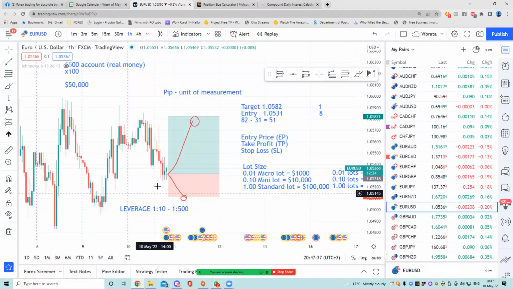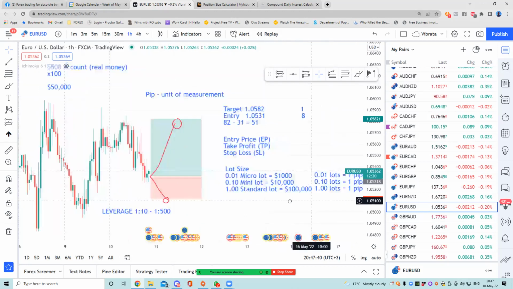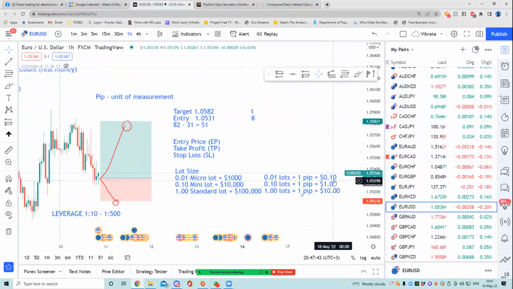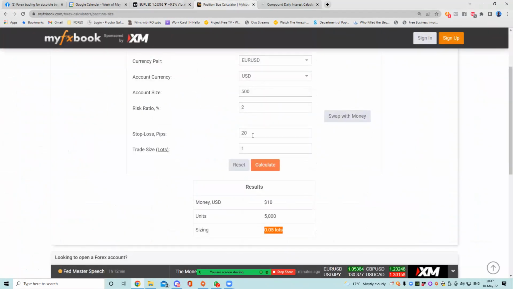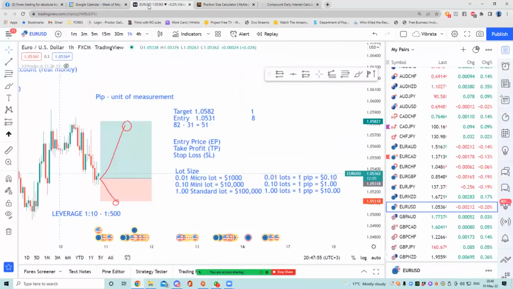Does that make sense? Remember that our lot size determines the value of a pip. So if we're risking 10 pips, not 20, we can afford to increase our lot size. So if we're risking 10 pips, we have a lot size of 0.1, and we're still just risking $10. And if we had a stop loss of 20 pips, we're still risking $10, but now we've halved the lot size. So as traders, this is what we do.